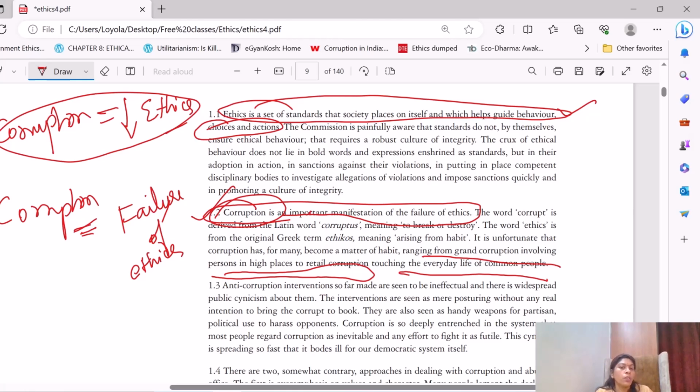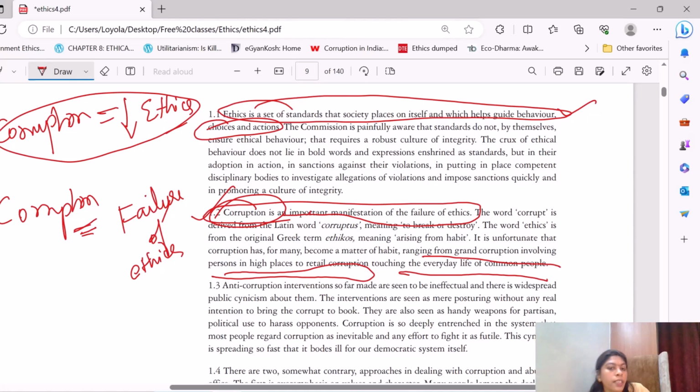This way, they have begun the discussion of ethics and degradation of ethics. Degradation of ethics will lead to corruption. So what is corruption? It is derived from the word corruptus, and it means breaking or to destroy. And ethics is something called habit, and the habit which is destroying the economic fabric and the social fabric is something called corruption.